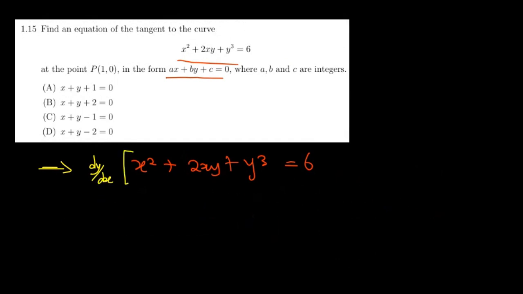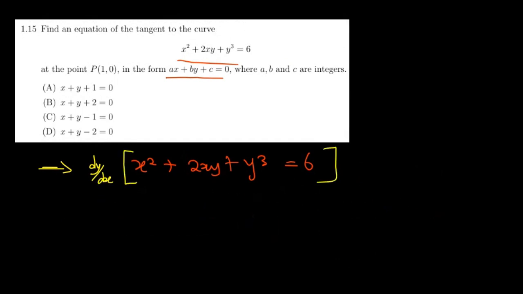Okay, next one. Find an equation of the tangent to the curve. This is the curve at the point 1, 0 in the form of a straight line there. Okay, so the curve is x squared plus 2xy plus y to the power 3 is equal to 0. So we're trying to find the tangent, okay, to this curve at a certain point. So what are we going to do? We're just going to use implicit differentiation to differentiate this. So I'm going to multiply throughout by dy dx.